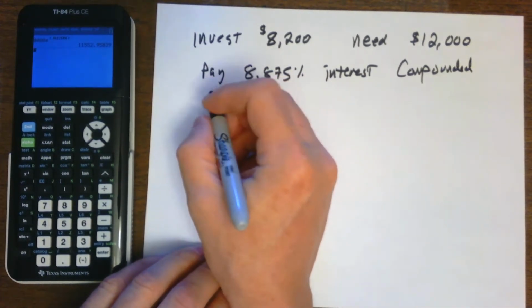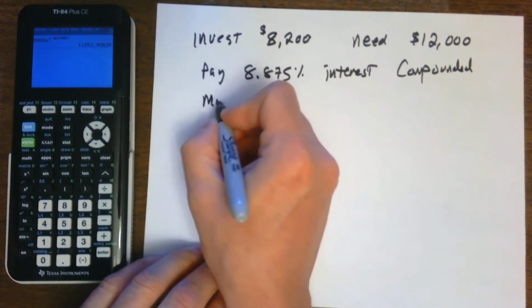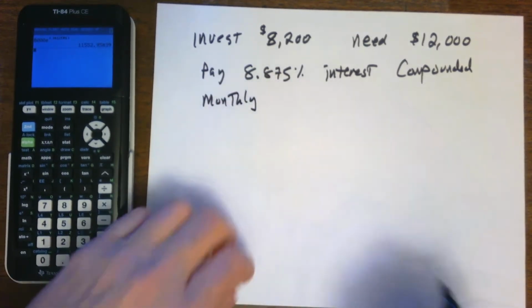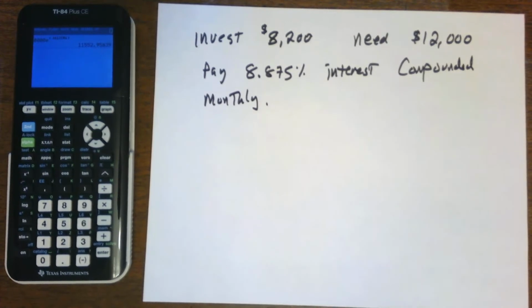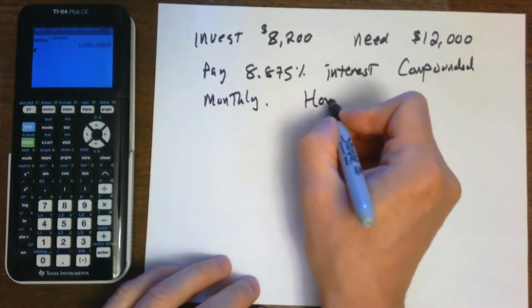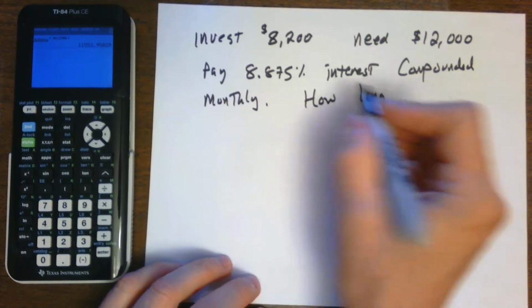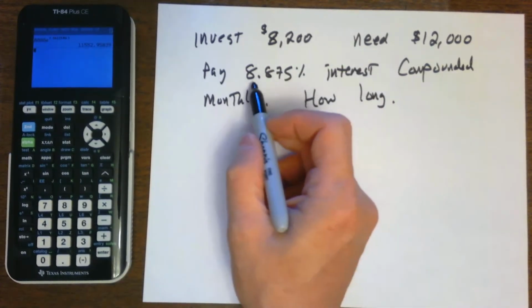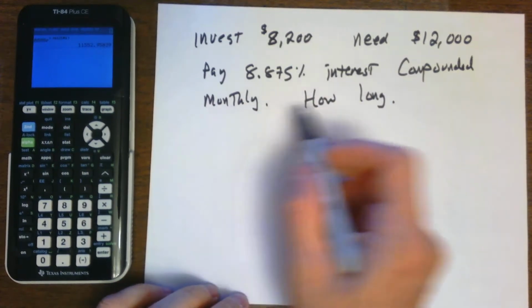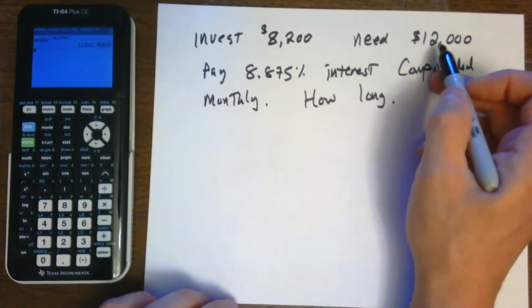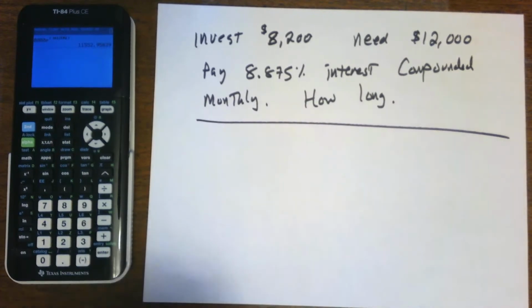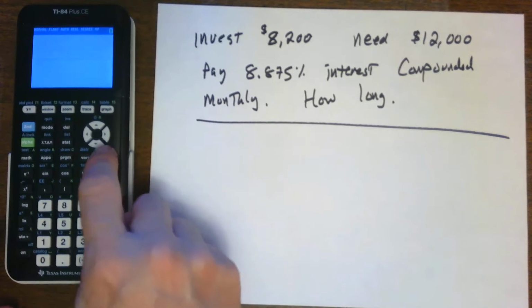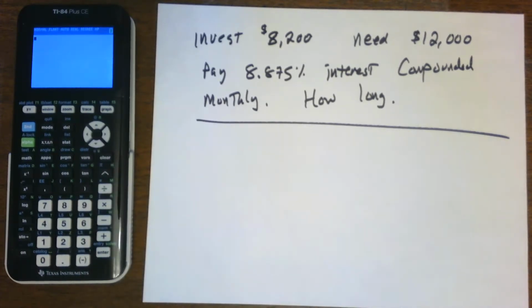Let's see, we've done monthly, quarterly, weekly. I don't know if we did monthly yet. The big question becomes, how long? If I just put that $8,200 in the bank and walk away, they're going to give me 8.875% interest compounded monthly. How long is it going to take before I've got that $12,000? And of course, I'm not doing any other saving, I'm not doing anything else here. I just put the money in the bank and walked away. How long before I reach my goal?